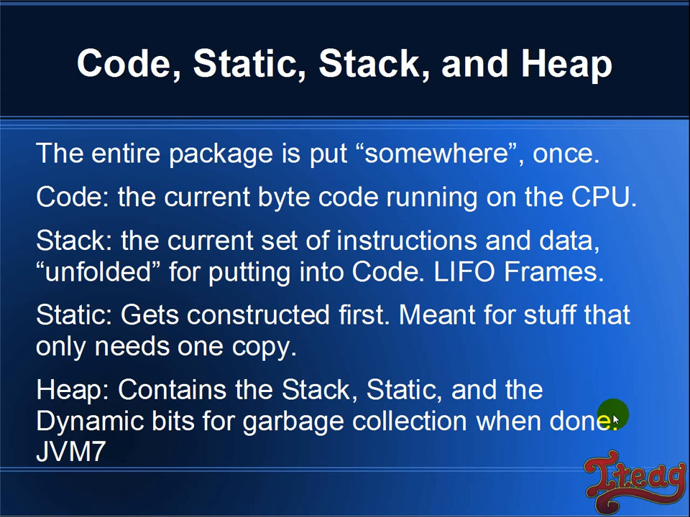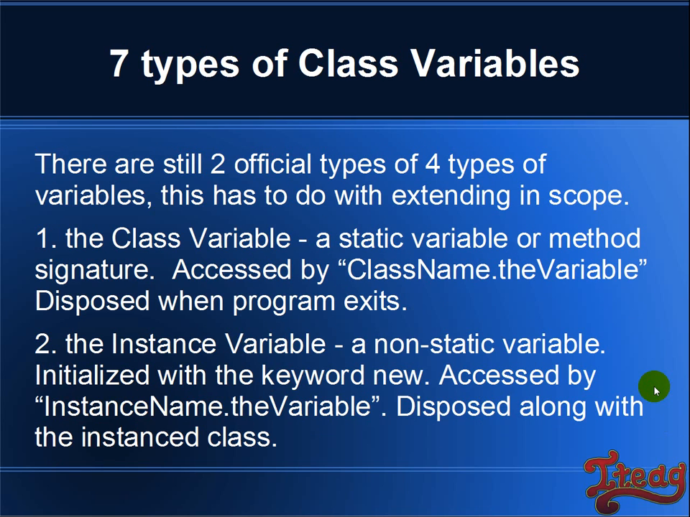So as far as classes go, usually we can think of classes going in the heap, or the dynamic part of the heap, because we make an instance of the class, and it goes into the heap. And then, of course, the reference value gets put into the stack with the current method calling it. All right, yes, and we're still on for those people who are just translating into Java. 7 types of class variables.